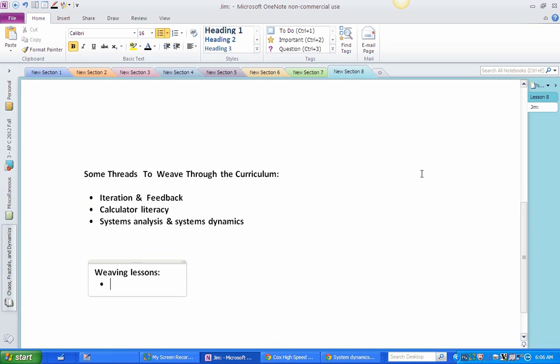So if we're going to revolutionize the mathematics curriculum when it comes to computer programming and related topics, that means we have to weave these threads through the curriculum, which means we need weaving lessons. We need ways to teach kids this. Here are a few thoughts on weaving lessons.